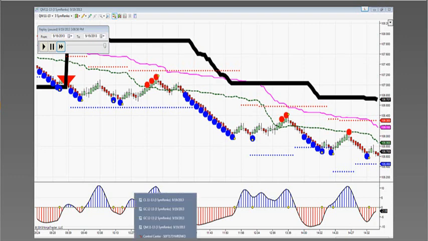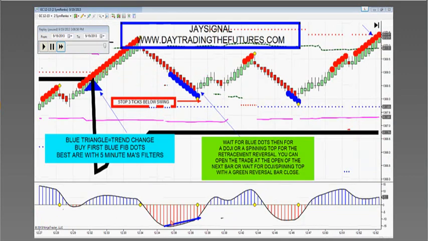All right, first of all, let's go over the JaySignal. What is the purpose of the JaySignal? The JaySignal's purpose is to let us know the trend bias. As you know in my live room, I want to know what the bias is. Is the bias up or is the bias down on my 5-minute chart?